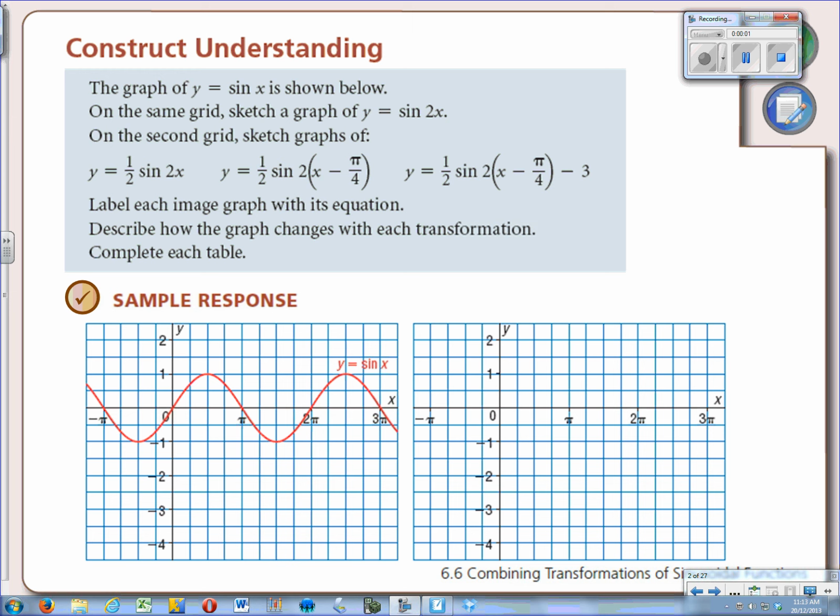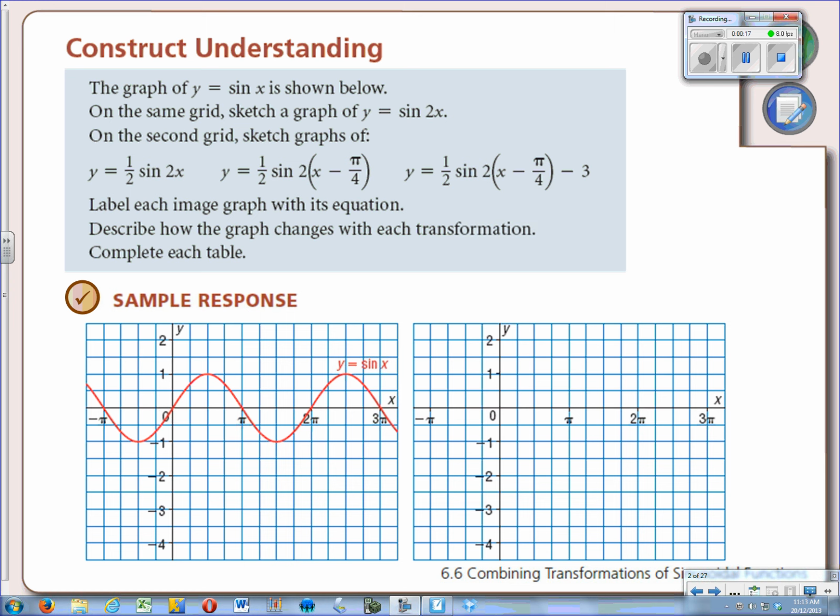Right, this is the construct understanding portion on page 530. You can try this question before you watch this video. We've talked about most of this already. And then check back to see if you got it right.